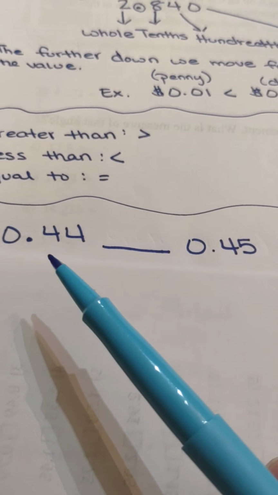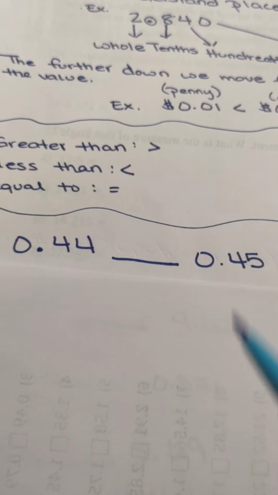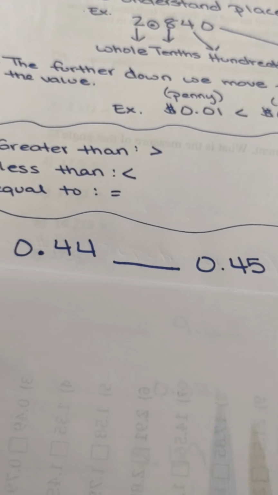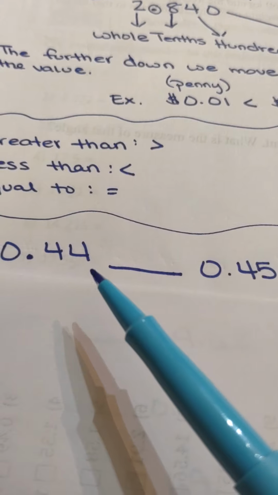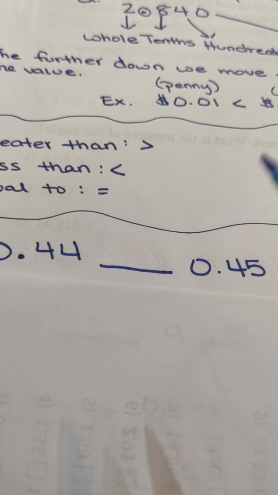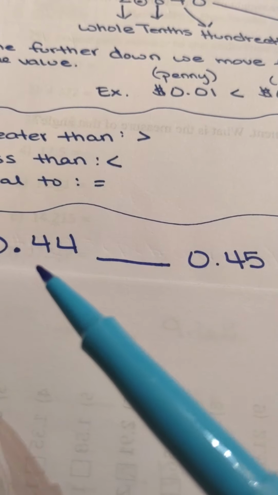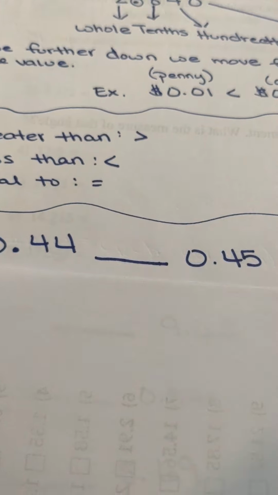No, this is also equal. We have a 4 and a 4 in the tenths place. So I can't decide a tiebreaker there. So then I move to my hundredths place. Which one is bigger? Is the 4 or the 5 bigger? In this case, the 5 is bigger. So 45 hundredths is bigger than 44 hundredths.